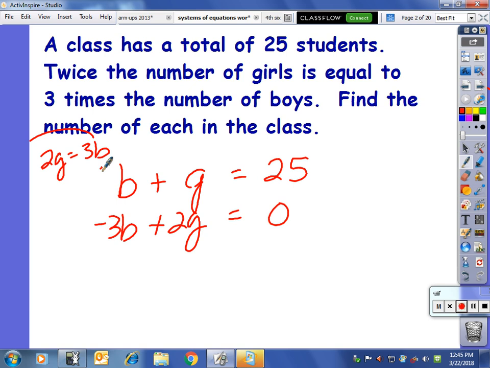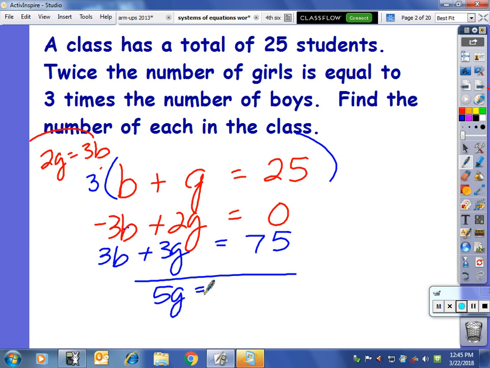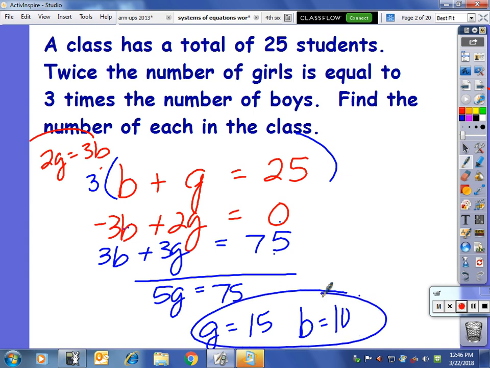Now, I'm going to make the boys disappear. If only it were that easy. Okay, so we're going to multiply by 3. Then I would get 3B plus 3G equals 75. And then the boys will cancel right out, and I get 5G equals 0 plus 75, which is 75. And what's 75 divided by 5? 15. 15 girls. There was 25 kids in the whole class, so how many boys? 10. That's 25 kids right there.